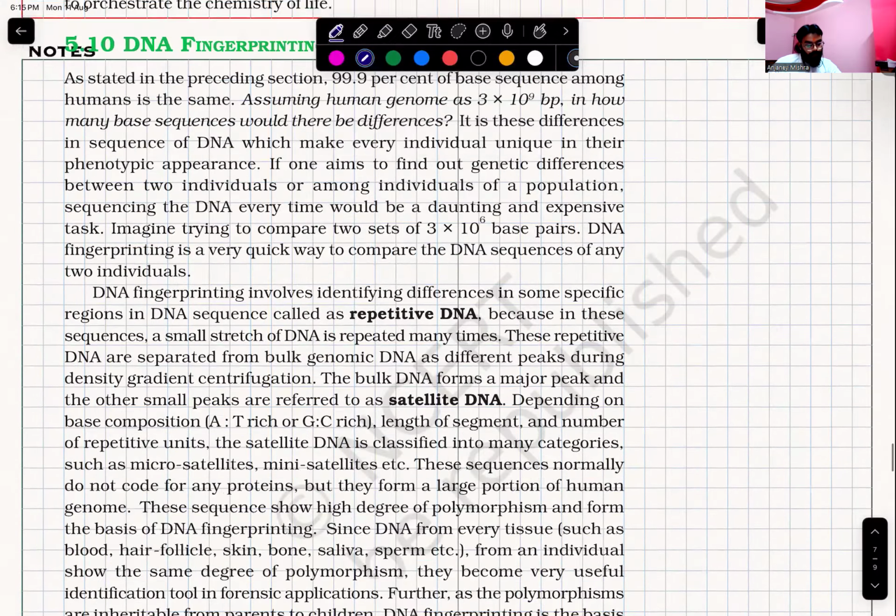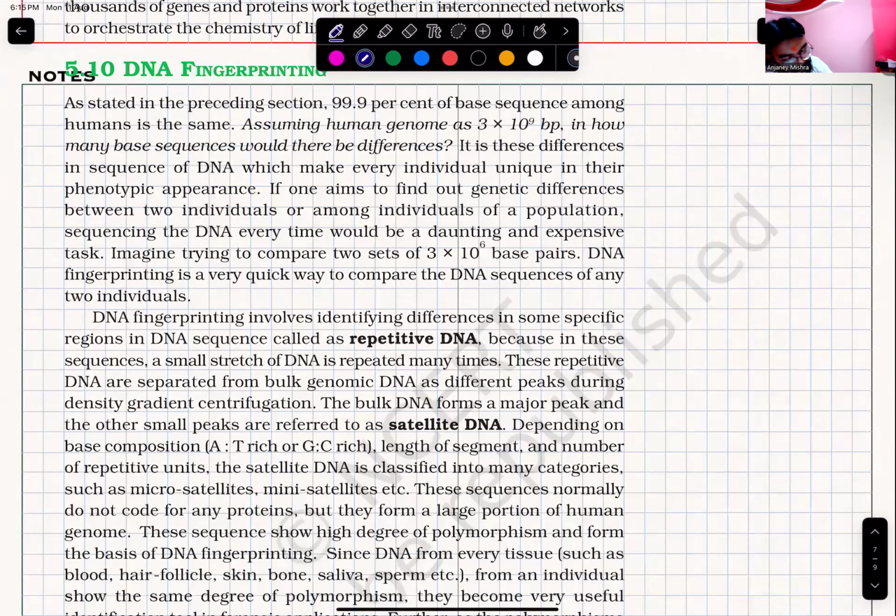See what it says. As stated in the preceding section, 99.9% of the base sequence among humans is the same. It is these differences in the sequence of DNA, the 0.1%, which make every individual unique in their phenotypic appearance.